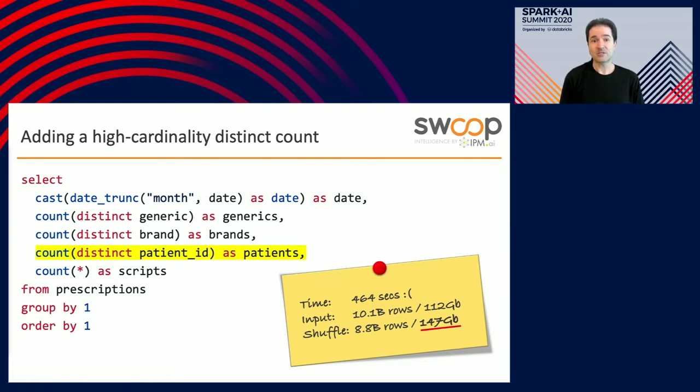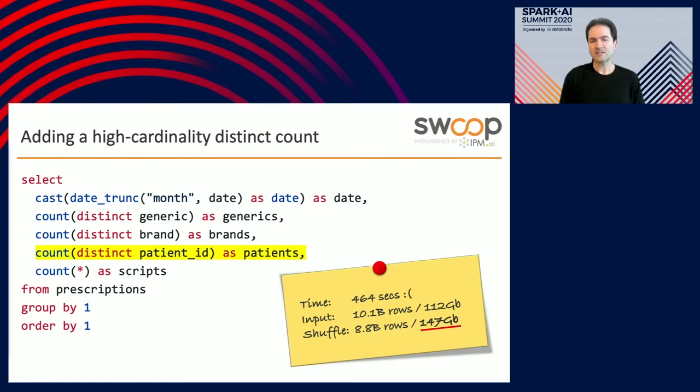And if we just do a straight computation of a distinct count for patients, we see that the situation gets pretty bad. We're running more than 2 times slower, over 7 minutes. And look at what happened to our shuffle. We're shuffling nearly 150 gigabytes of data in the cluster. Wow, it seems like a lot. The entire data set is about 200 gigabytes.